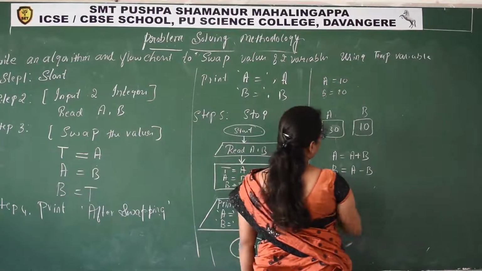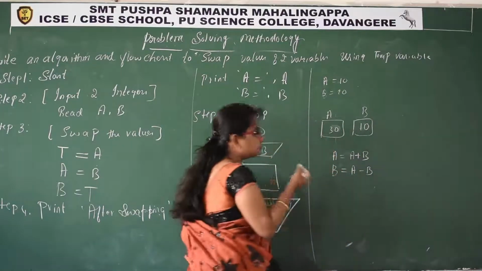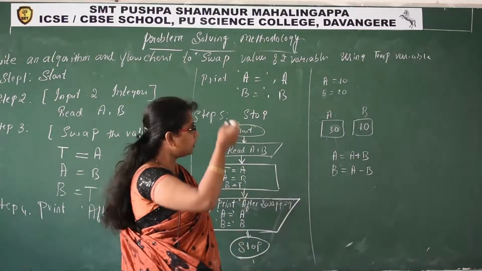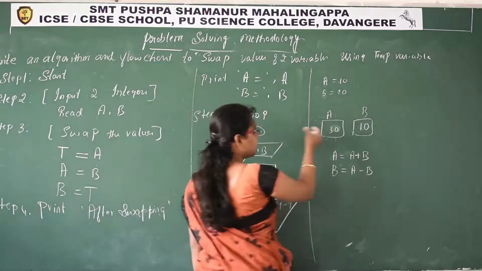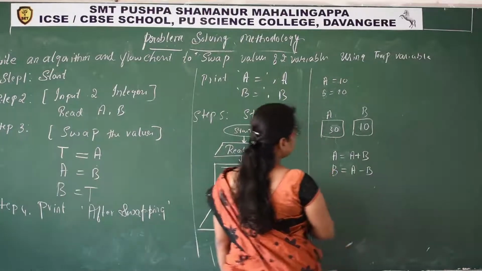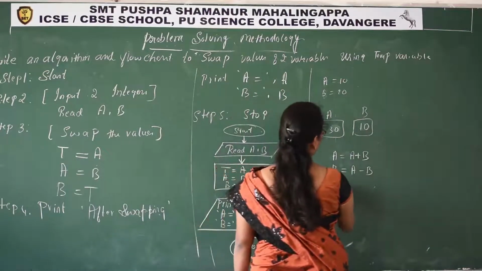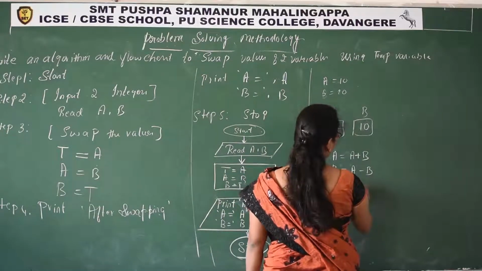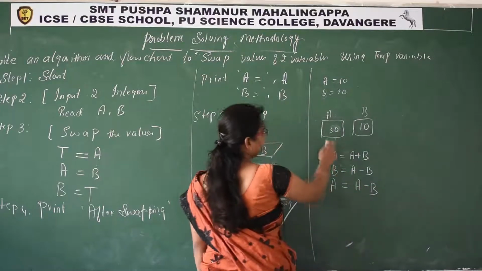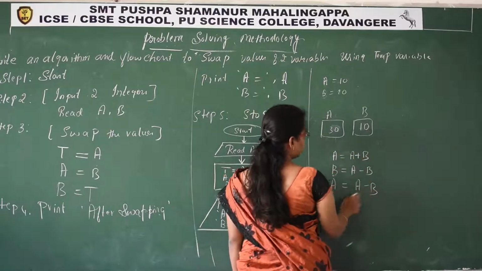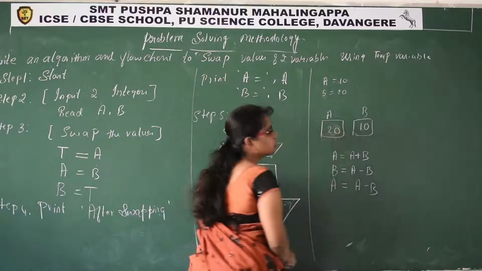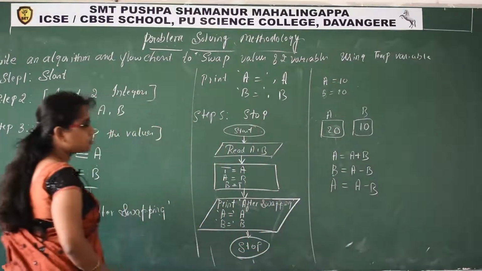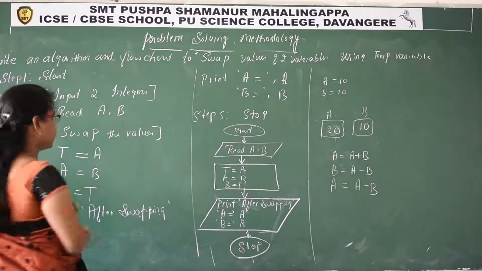Now we have to store 20 into A. In which calculation, which operation we have to do? Again subtraction. Now we have to write A is equal to A minus B. What is there in the A? 30. 30 minus 10, 20. Now A becomes 20. In this way, we can swap without using temporary variable.